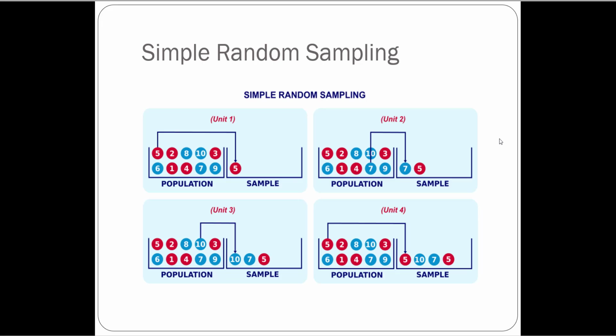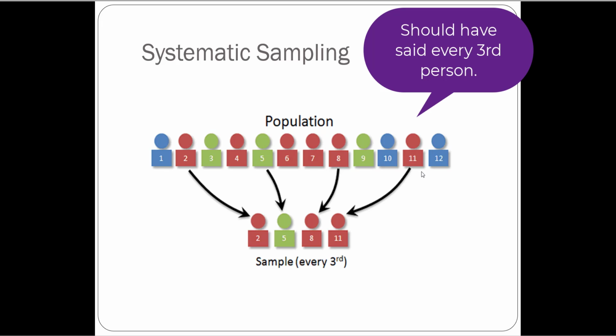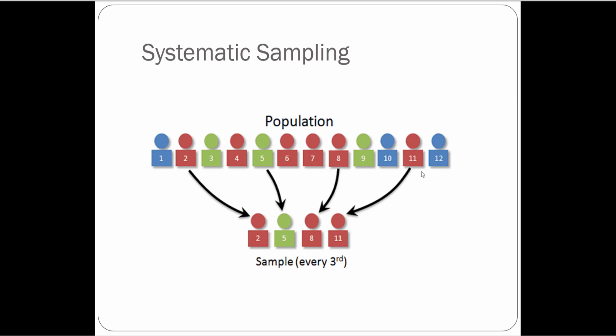So this is what simple random sampling will look like. Each case has an equal probability of being chosen, and we're just going to randomly select from our population. Systematic sampling is when we take every nth person, and in this case we're sampling every fifth person. We're going to start with 2, so that means we're going to sample 2, 5, 8, and 11.